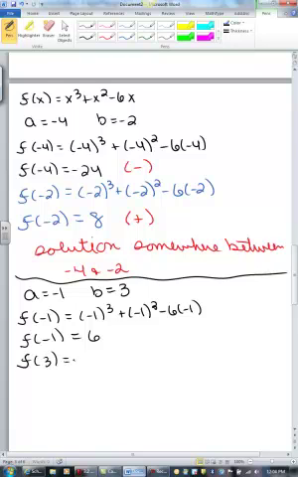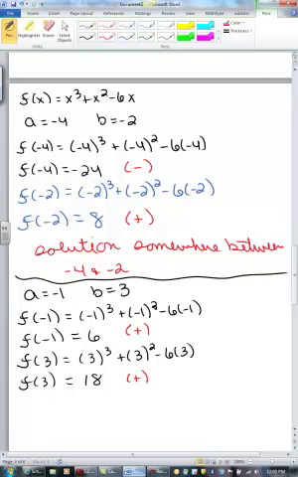And f of 3, which is going to give us a value of 9 plus 9, which is 18. Oh, I'm sorry, 27 plus 9 minus 18, which is going to give us 18. Now the sign here is positive, the sign here is also positive. So we're going to say that because there is no sign change, the intermediate value theorem does not allow us to determine whether or not there's a zero.